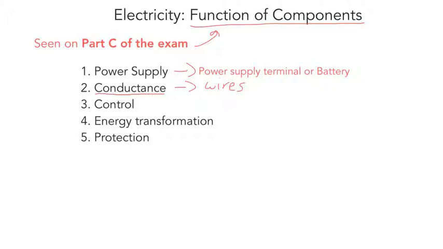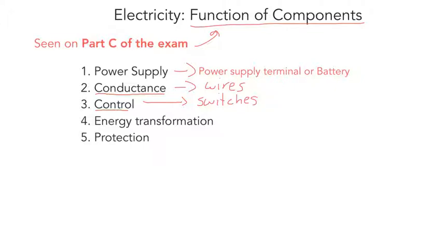Third thing, control. So again, there's only one element that functions as the control for your circuit, and those are your switches. That's the element that's going to enable a closed circuit, so that the electrons are flowing through the circuit, or an open circuit, so that stops the flow of electrons.